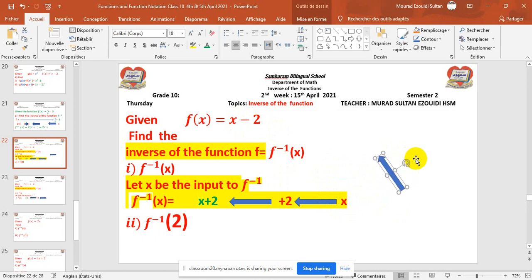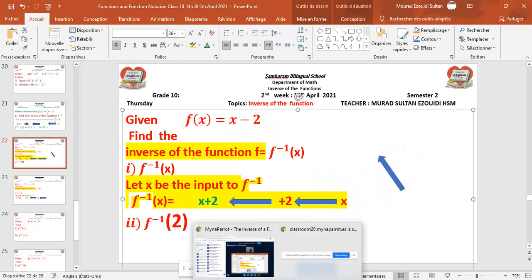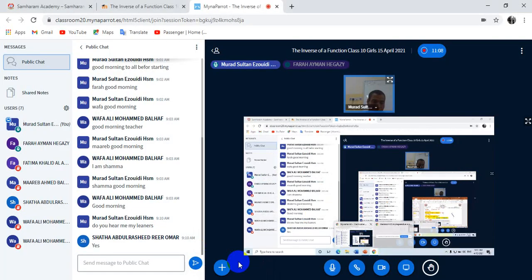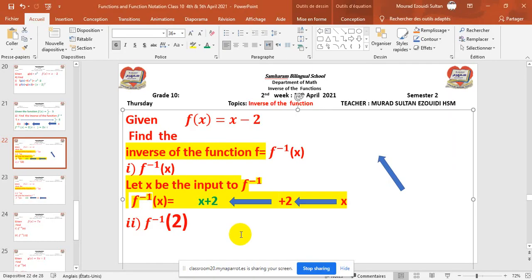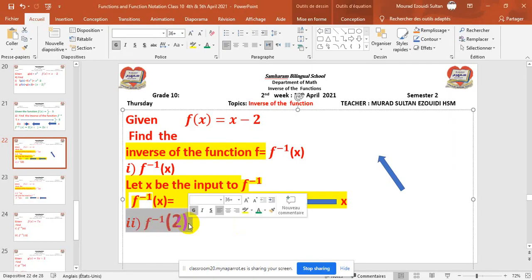Sorry, in which part? Can you clarify here? In the PowerPoint, there's a question: what does f minus 1 of 2 equal? Can it be the power of some number? No, it's not a power, my daughter. This is f minus 1 of 2, which means the inverse function of 2.